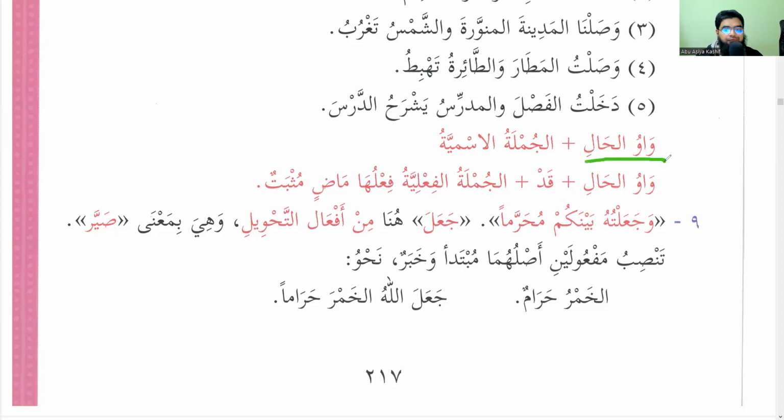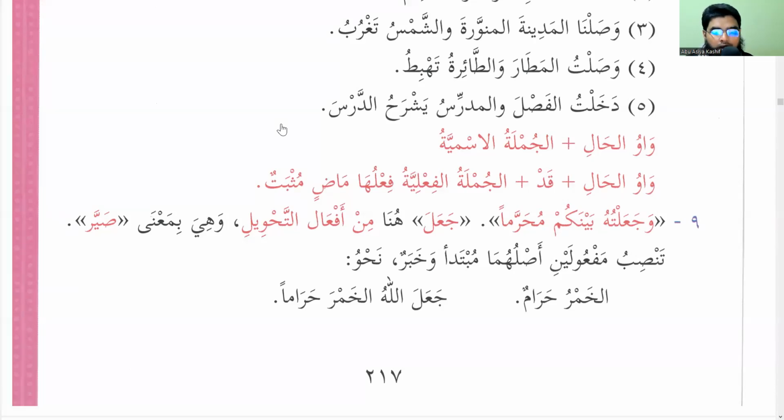If you're using واو الحال with جملة اسمية, fine. Use it normally with a nominal sentence. If you're using واو الحال with a jumla fi'liya madi, you have to use قد in between, and then we have to use جملة فعلية فعلها ماضٍ مثبت. Two conditions: it should be a past tense verb and an affirmative verb. So this is the fourth rule which we learned today. Fourth grammar portion we learned till now.